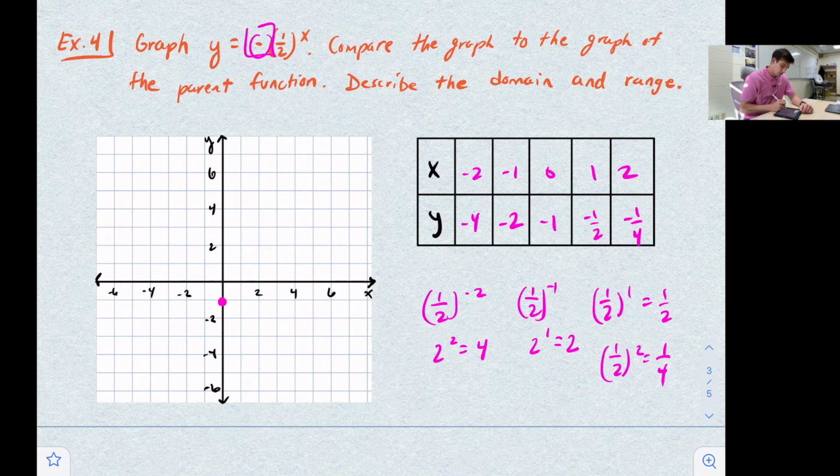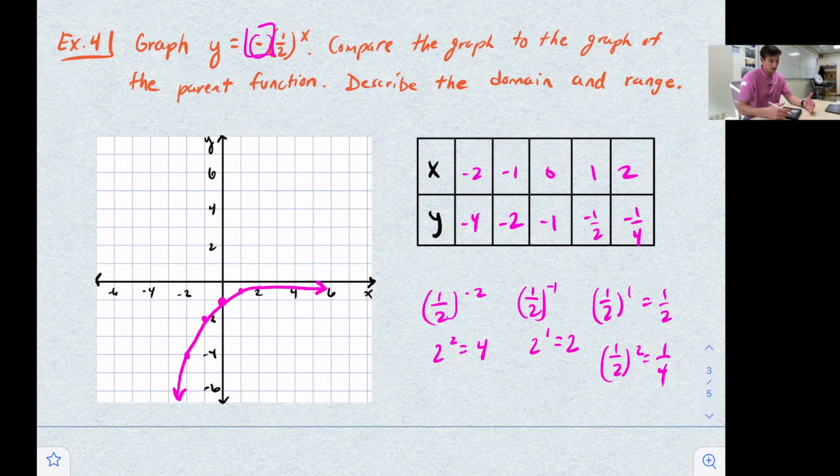Now I'm going to go to (-1, -2), (-2, -4), (1, -1/2), and (2, -1/4). Okay, so once again, we can draw our curve through our points, approaching our x-axis but not crossing it. Okay, so we can see a couple things.